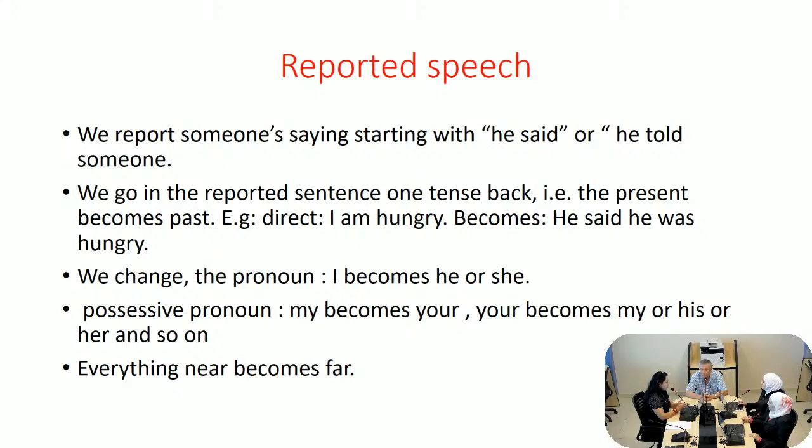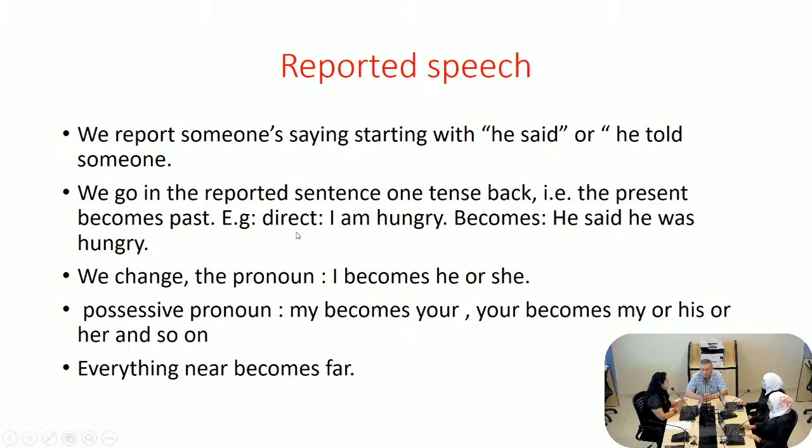Okay, now to reported speech. When we report a speech, we use he said or he told to talk about what other people said. How do we do that? There are 3 points. The first one is with the tenses. We go 1 tense back. So if we have a present simple, it becomes past simple. Present continuous, past continuous. We can have an example. I'm hungry. We can make it, he said he was hungry. So we went 1 tense back. So the first step is 1 tense back.